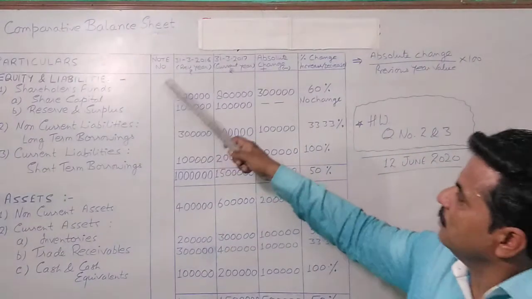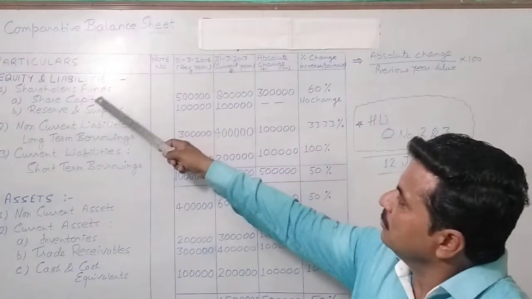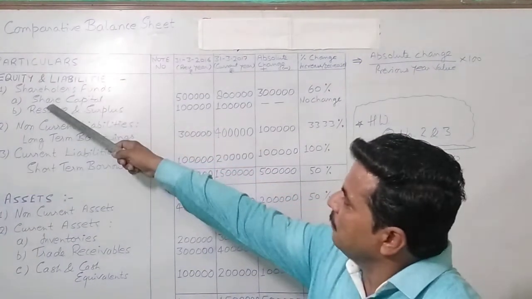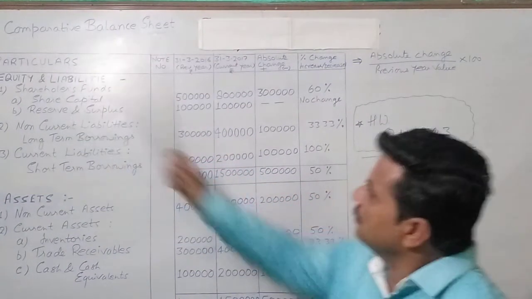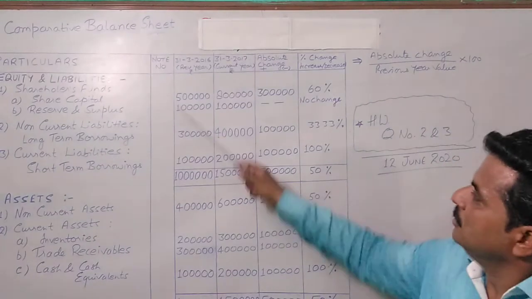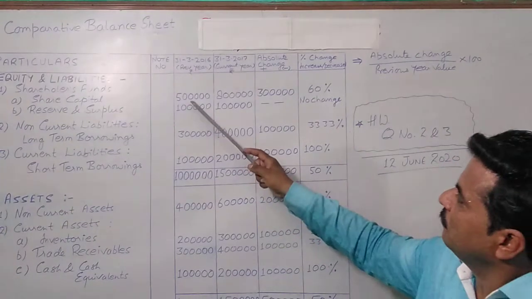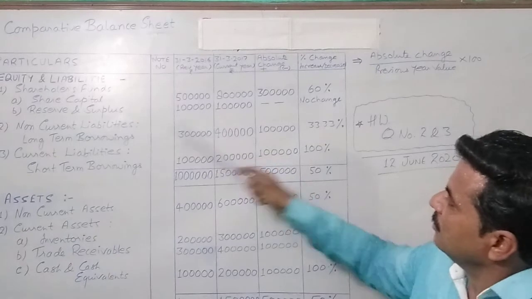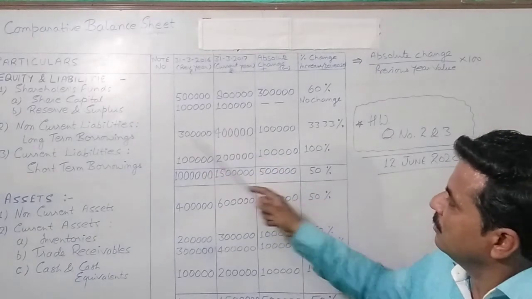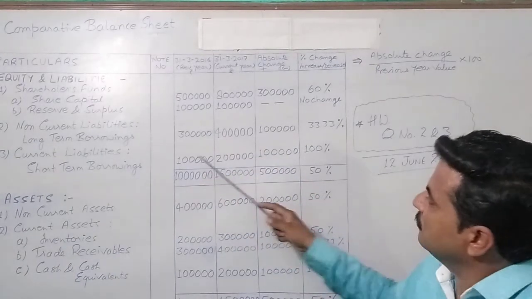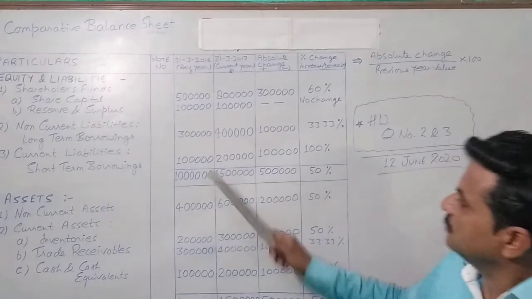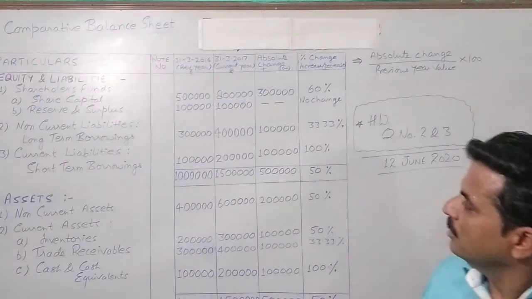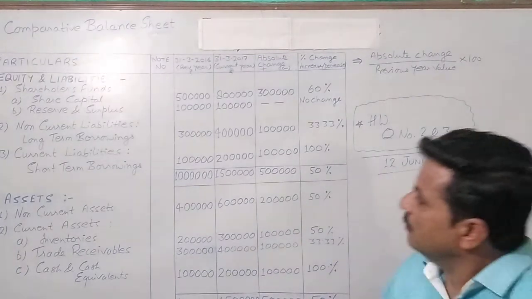In the previous year, shareholders' funds comprise share capital and reserve and surplus. Share capital is 5 lakh, reserve and surplus are rupees 1 lakh, long term borrowings are 3 lakh, and short term borrowings are 1 lakh, and the total is 10 lakh.